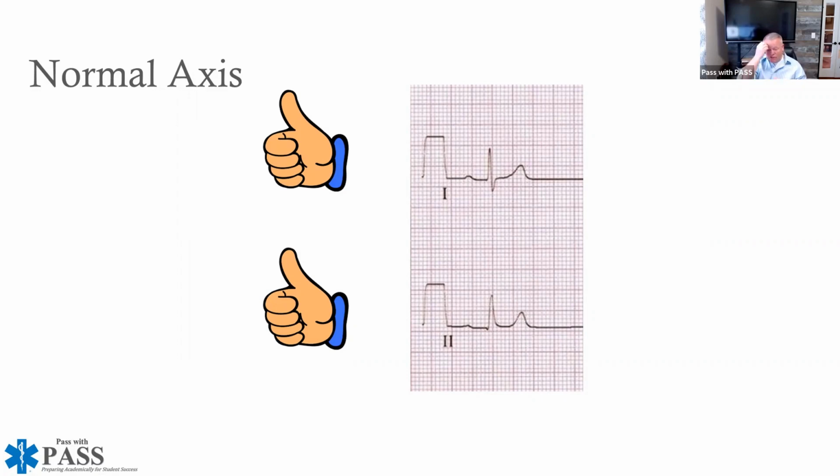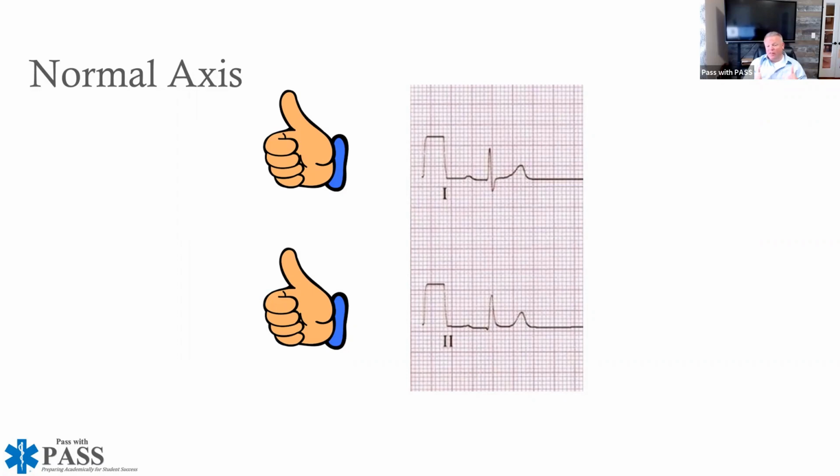And Chief, the question that you had about if your leads were on incorrectly, would it change the axis? This is a good example of that. If I have my limb leads reversed, for instance, remember from last month, if you recall, if our limb leads are reversed, we're going to have something called global negativity in lead 1. That means my P wave, my QRS complex, and my T wave are all going to be flipped.